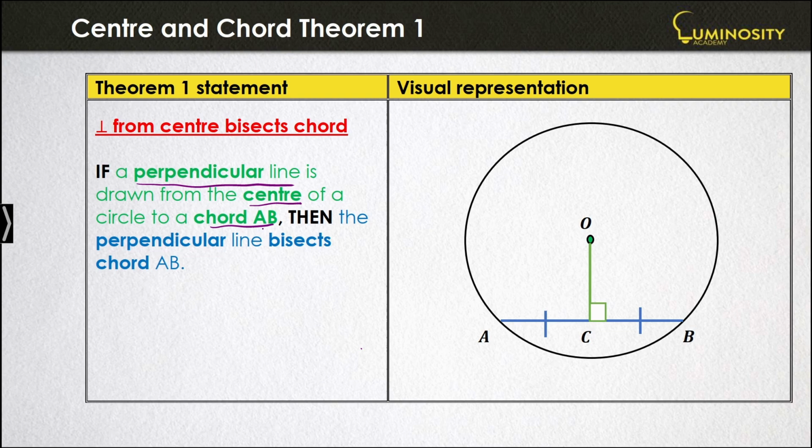Okay, so visually what does this look like? Here's your circle with center O, and we draw a perpendicular line down to some chord AB on the circle. The theorem then says that once you touch the chord from that perpendicular line, there's the 90 degrees, then the chord AB is now split in half from that point of contact. So therefore we are saying AC equals BC. That means it bisects the chord.